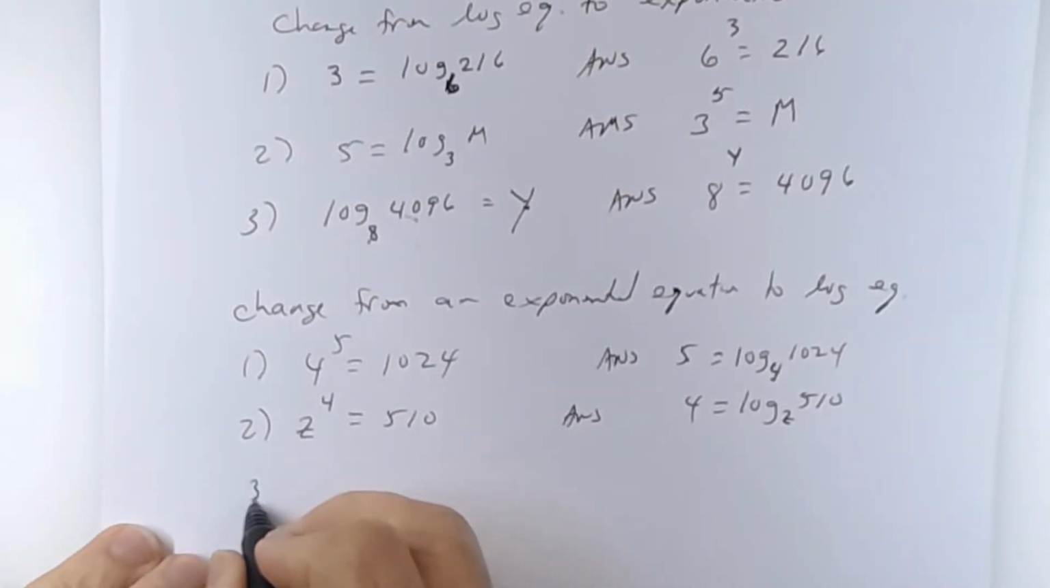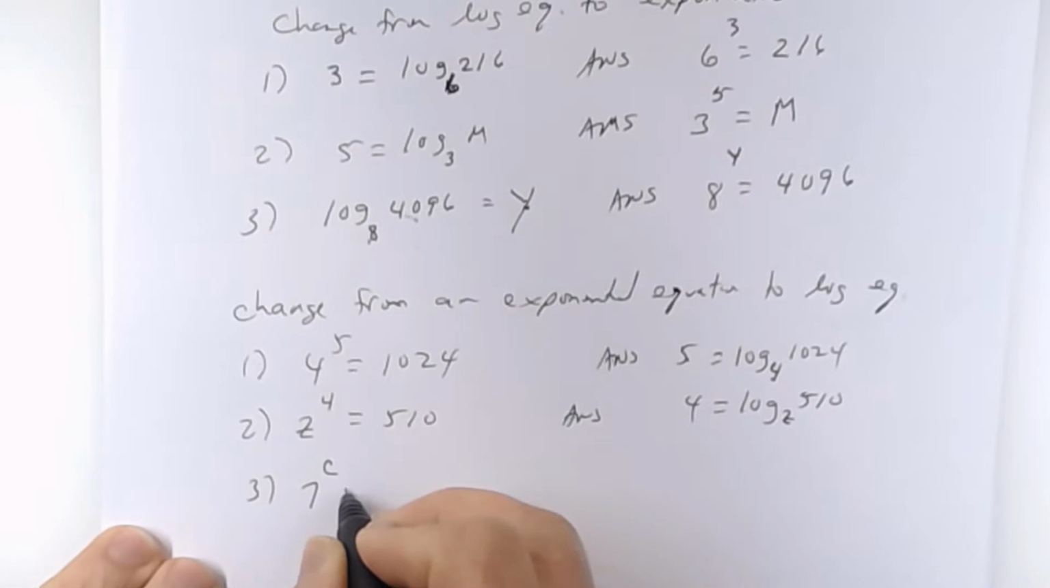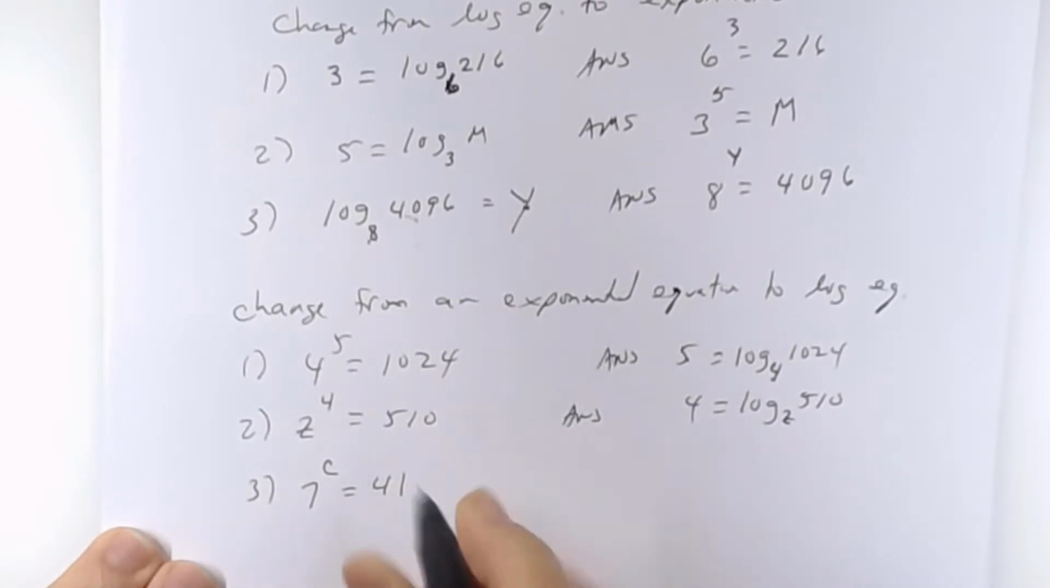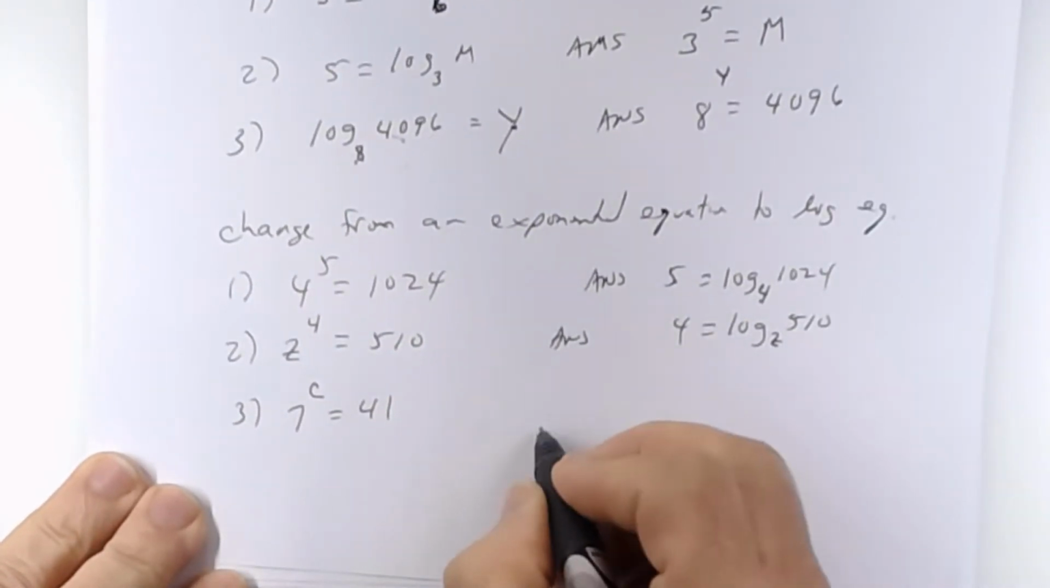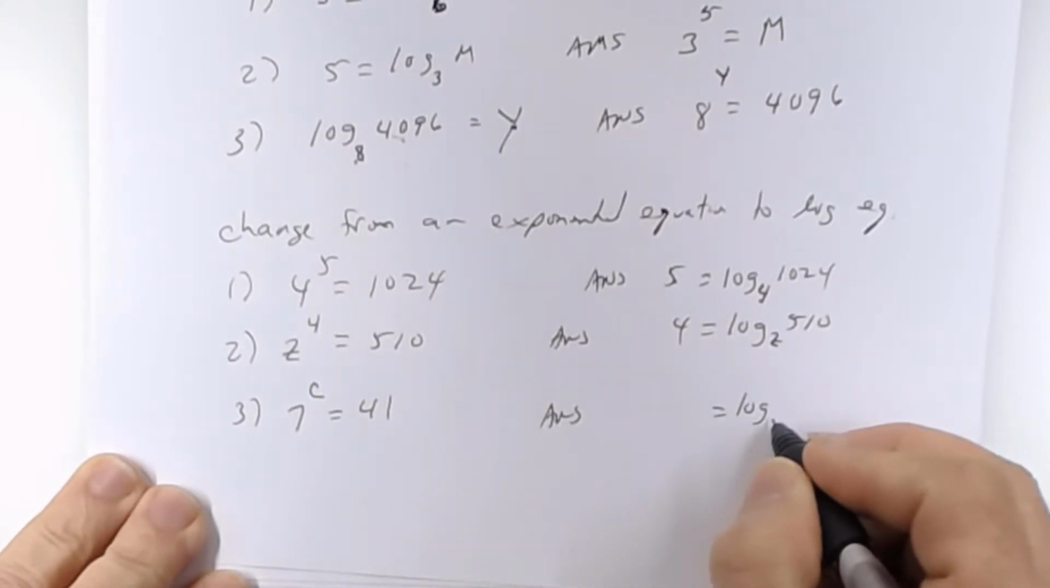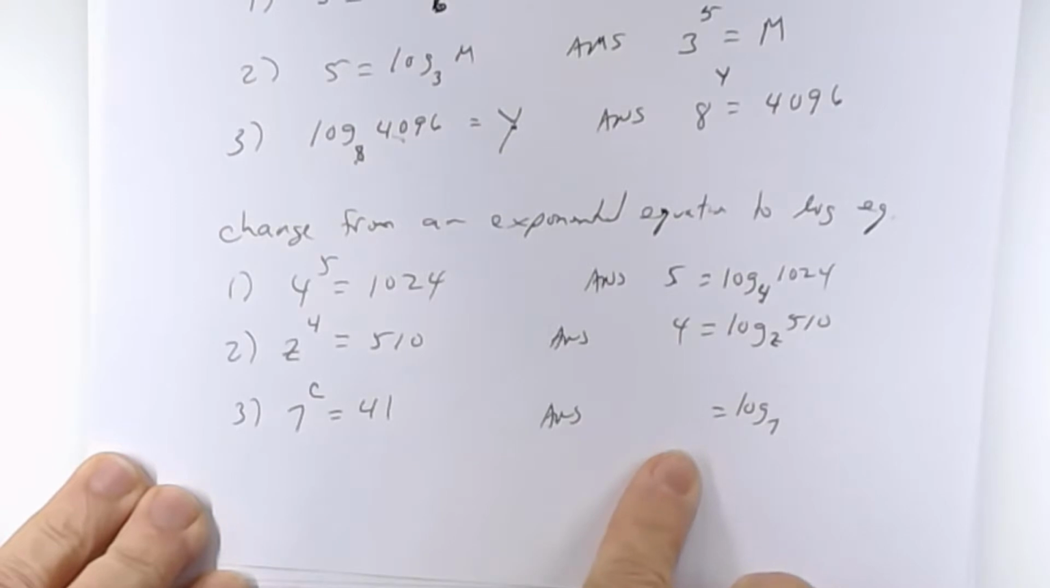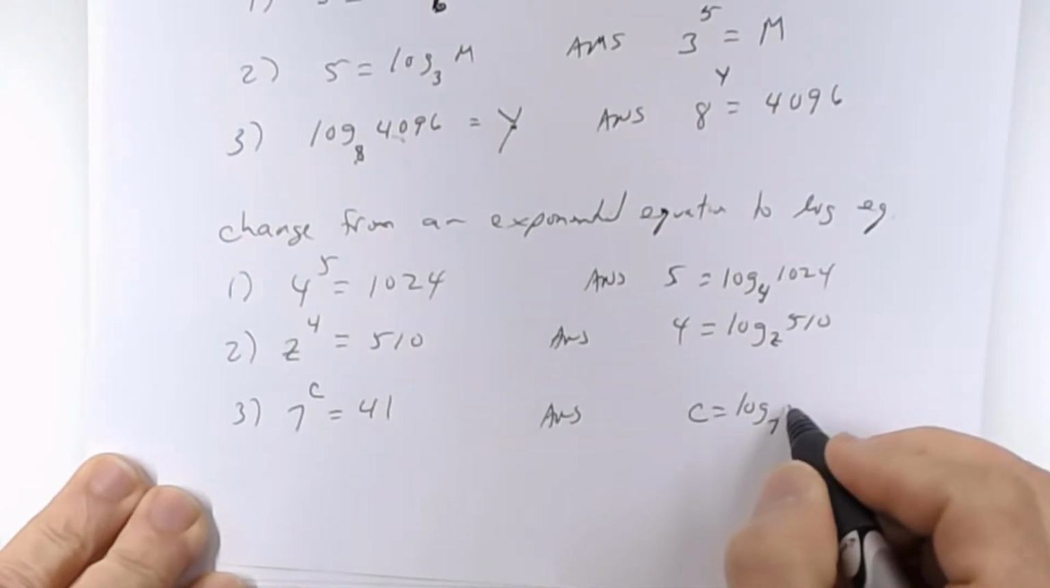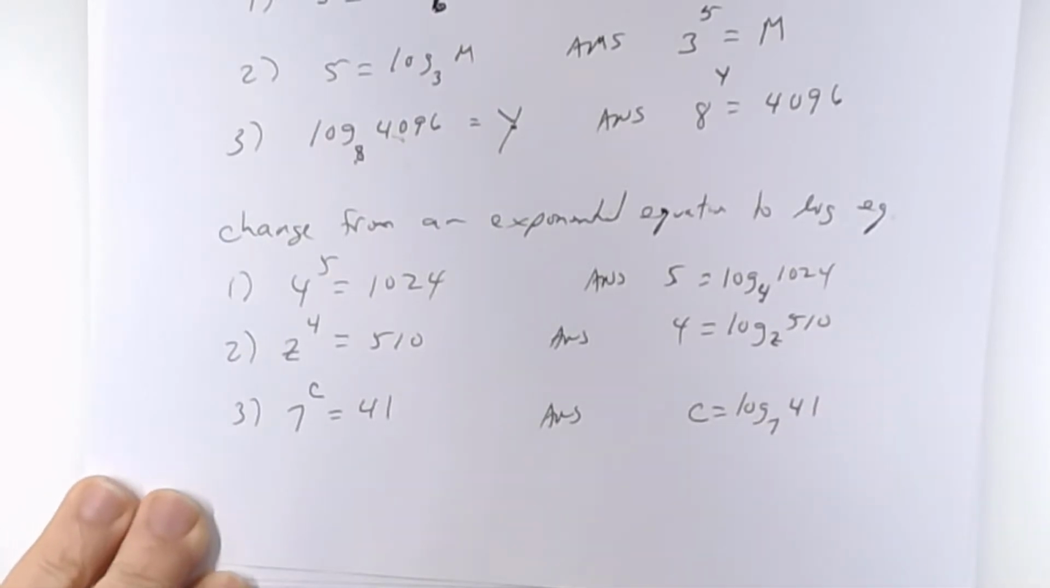Number 3, 7 to the c power equals 41. So you're going to have equal log. What's the base? 7. What's on the left side? 7 to the c. And the argument is 41.